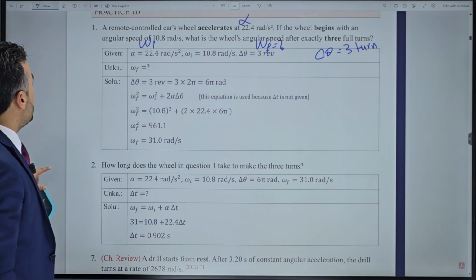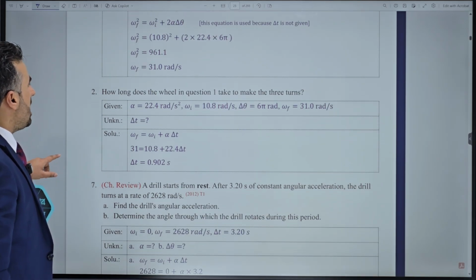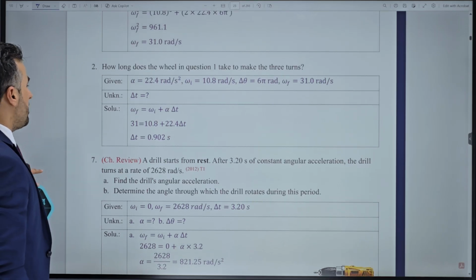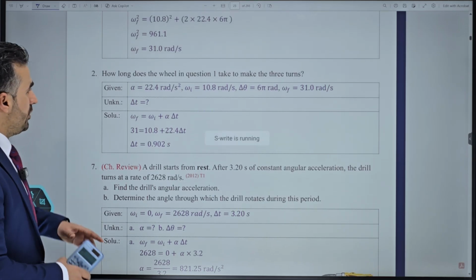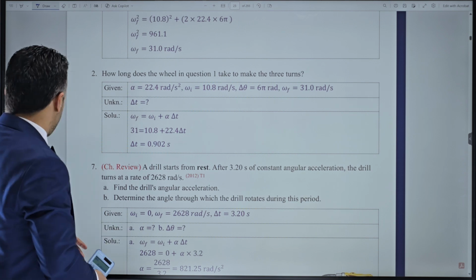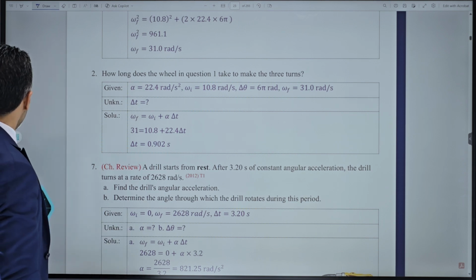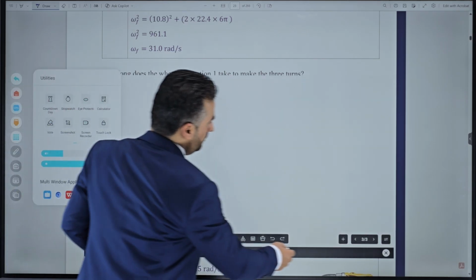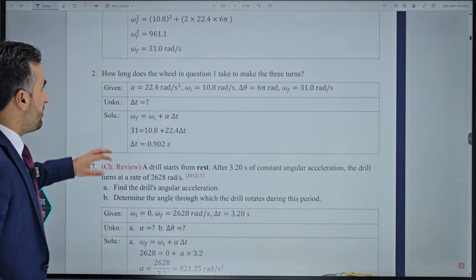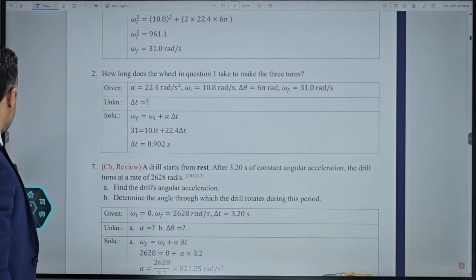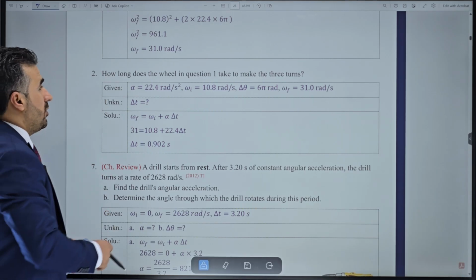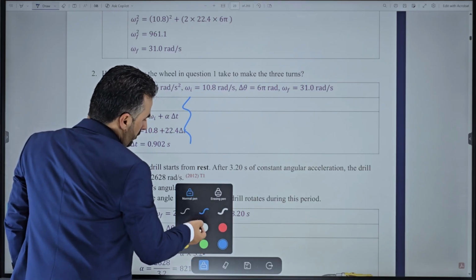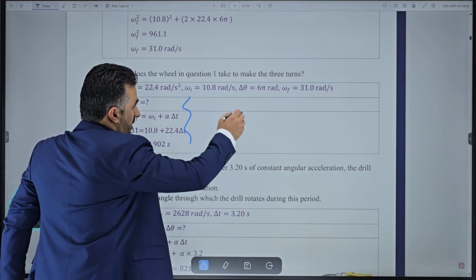Okay, the next thing that we have, what does it say? It says, how long does the wheel in question 1 take to make the 3 full turns here? Well, we have just found the omega final in the previous question. So add omega final to what we already know, then you can find the time here.